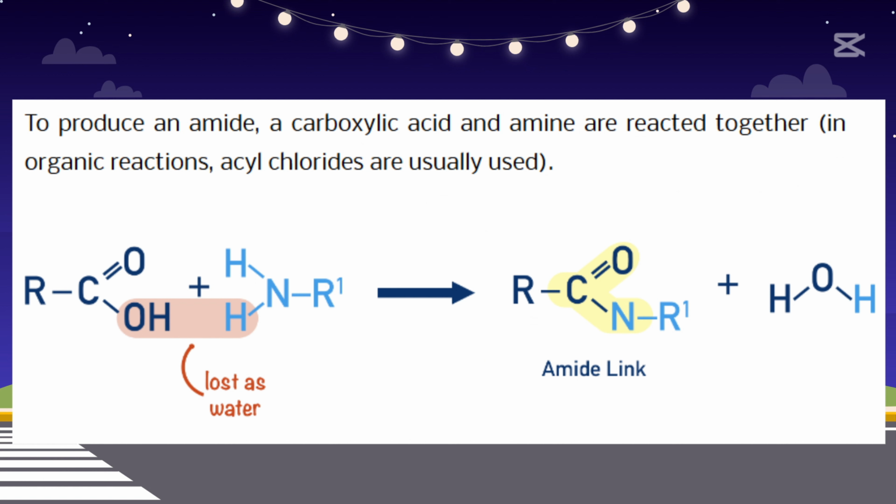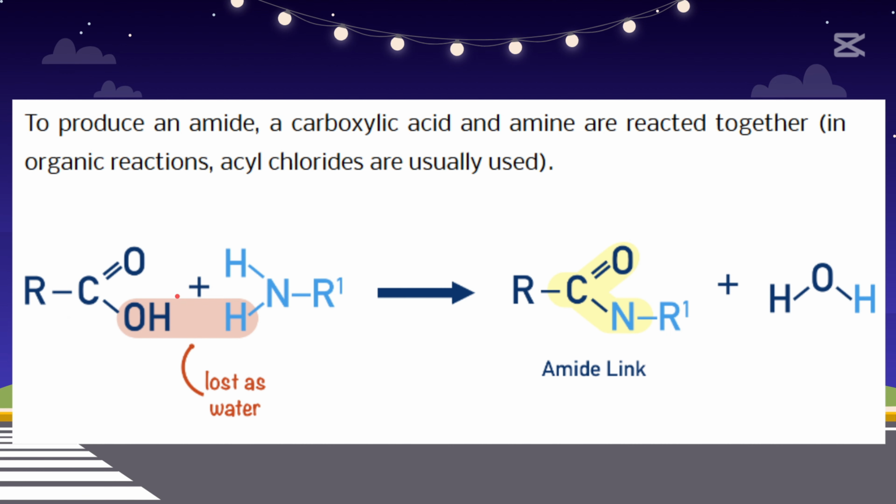So to produce our amide, a carboxylic acid and an amine are reacted together. In organic reactions, acyl chlorides are usually used, so sometimes we can use acyl chlorides as well. Now this is how it works. Once again, this R could be represented by any alkyl group. It could have been CH2CH3 or CH3 alone. Same for this R group here. It's an extending alkyl group.